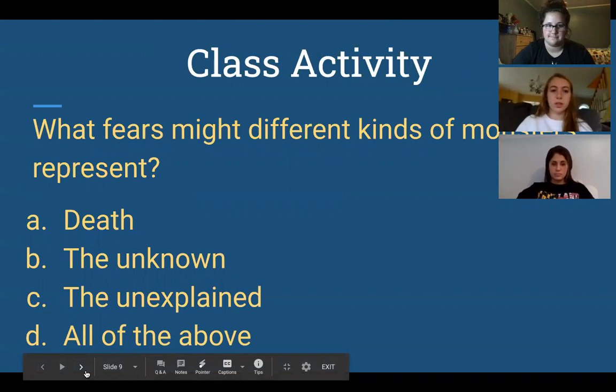The next question is, what fears do different kinds of monsters represent? A is death, B is the unknown, C is the unexplained, D is all of the above. The answer is D, all of the above.